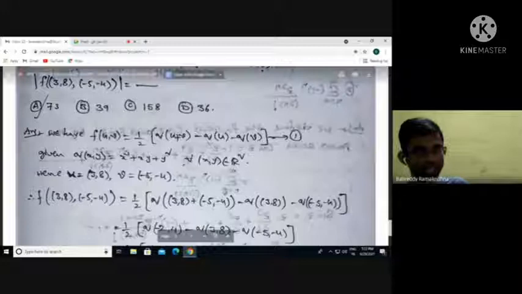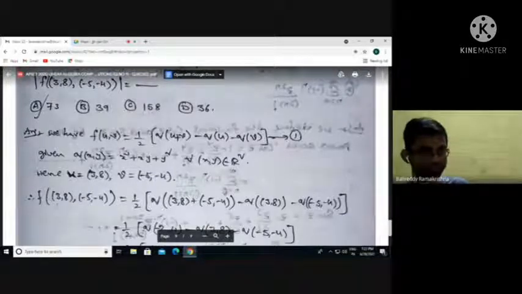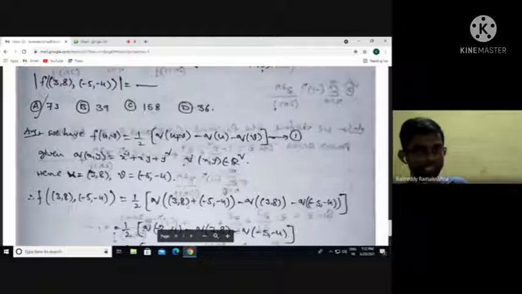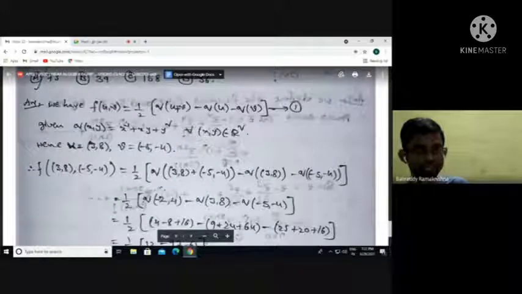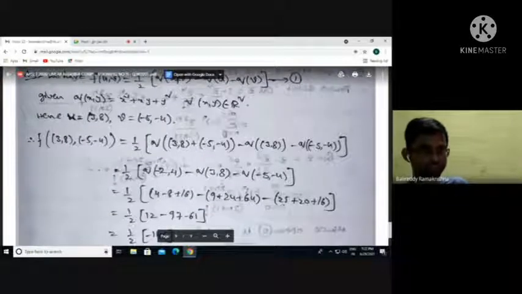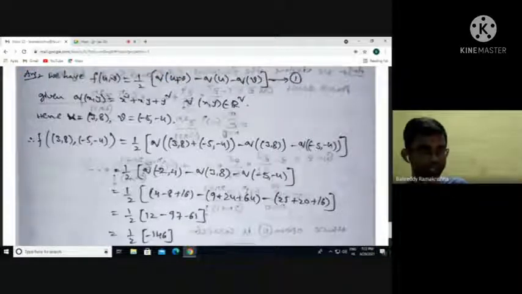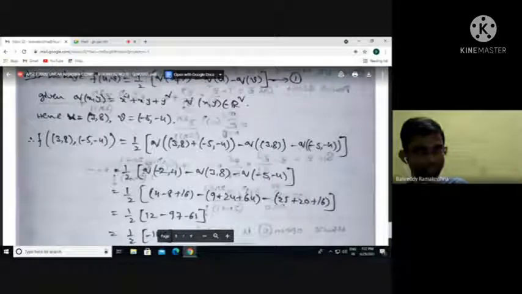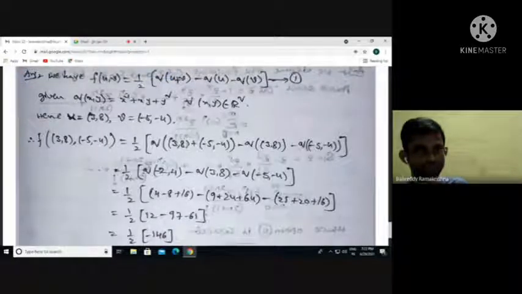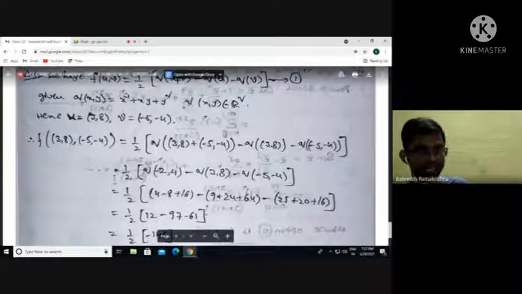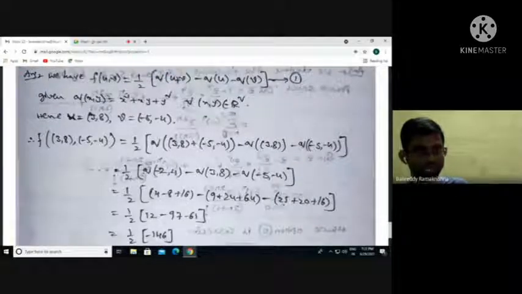Now substituting these values in equation 1, we get f of ((3, 8), (-5, -4)) equal to 1 by 2 times [q of u, meaning (3, 8), plus v, meaning (-5, -4), minus q of (3, 8), minus q of v, meaning (-5, -4)]. Now substituting these values in q of (x, y) equal to x square plus xy plus y square, we get 1 by 2 into [q of (-2, 4), minus q of (3, 8) and q of (-5, -4)].